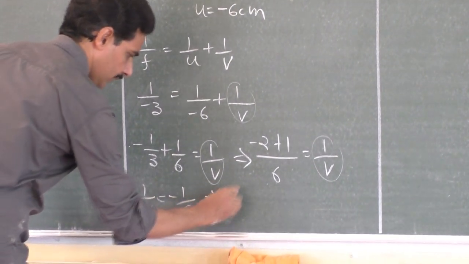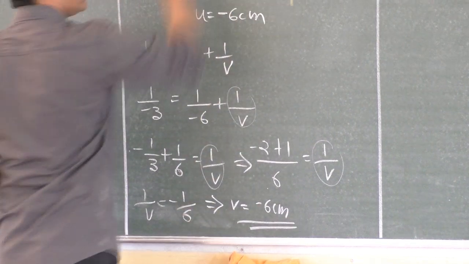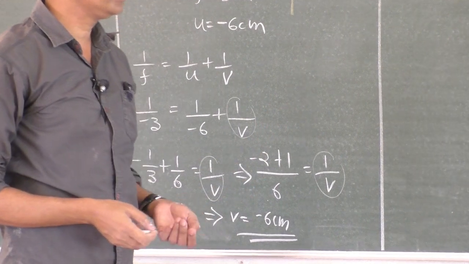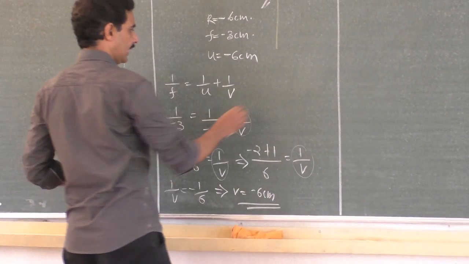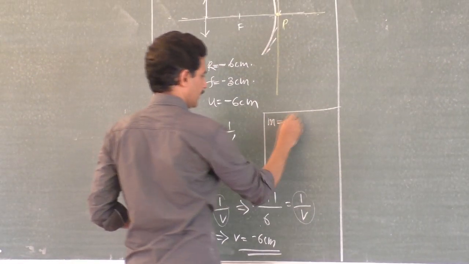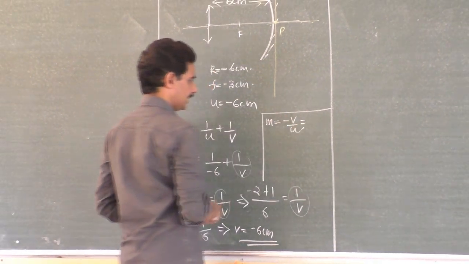What does it imply? V is equal to minus 6 centimeter. The image is also formed at the same place as the object. Of course, the shortcut method is simply applying the theory and getting the answer. What is magnification? Magnification is minus V by U.